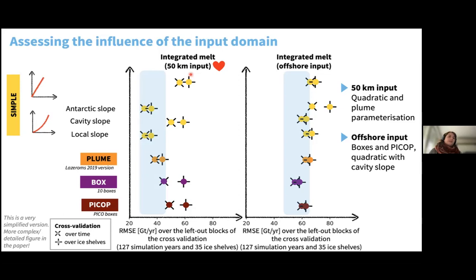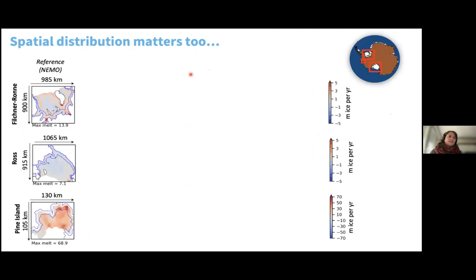So this was on the integrated melt, but especially for ice sheet modelers, it's not only the integrated melt that matters, but also where the melt happens. And so as a next step, we looked at the spatial distribution. We looked, of course, at our 35 ice shelves, but for this presentation, it would be too much. So I just chose 3 ice shelves that are kind of famous, let's say.